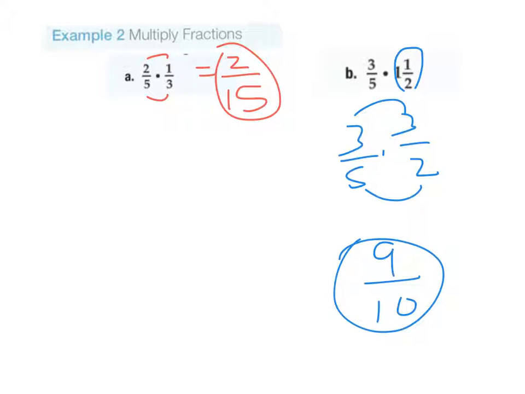Now change the improper by taking the 2 times the 1 and adding the 1, which is 3, and then 3 over 2. Let me make this a little nicer right here. This is a 3 over 2. That's 3 over 5.